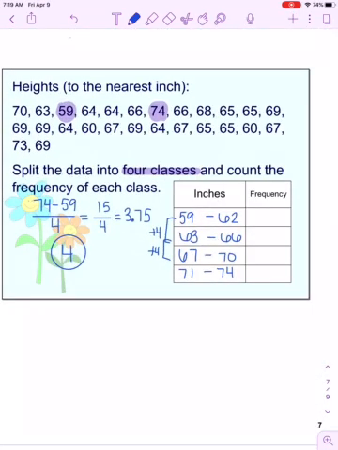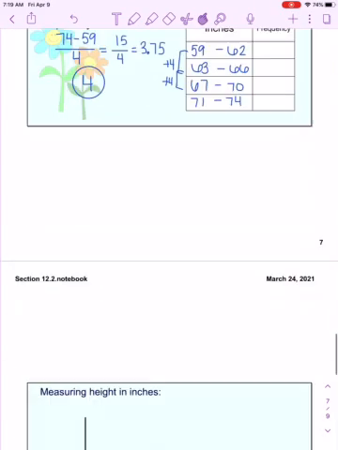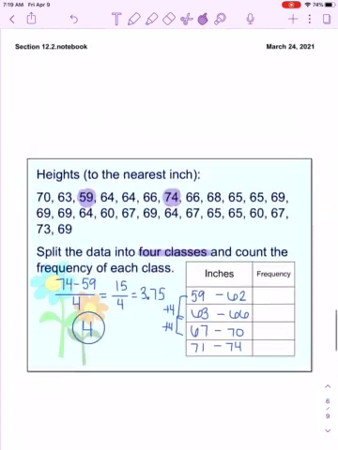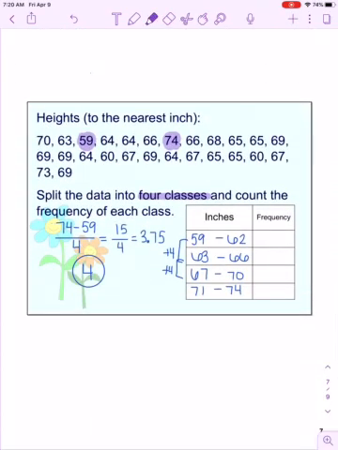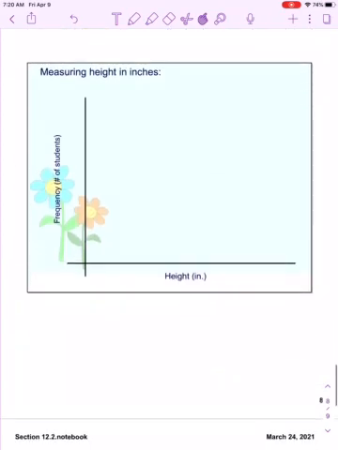Once you know that, then you just count your frequencies like we did before. So I'm going to have you finish this one out on your own, okay? So count your frequencies, how many numbers fall into each of those classes, and then you are going to make your own histogram over here.